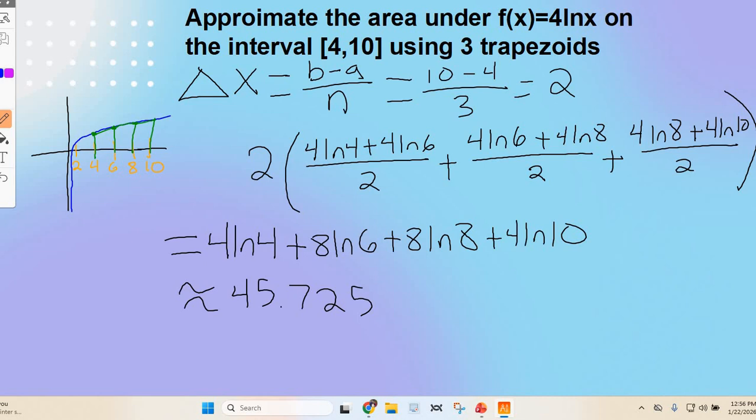What questions do we have there? So our trapezoid rule is pretty similar to our left, right, and midpoint rules. The only difference is plugging into trapezoid areas instead.